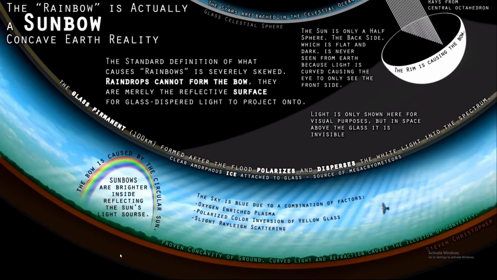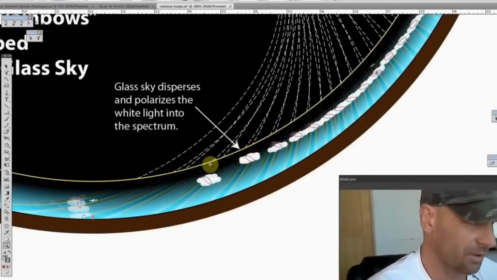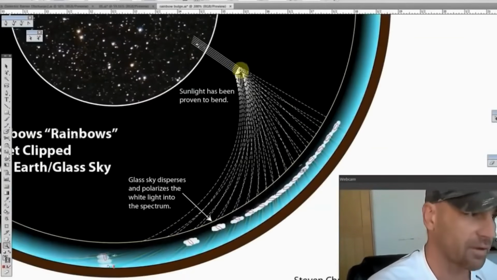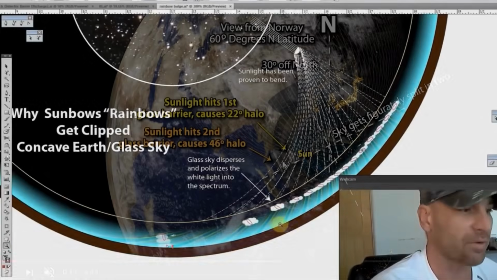The existence of glass above the ground is proved easily and simply. Light is scattered passing through the glass and then projected onto the reflecting water droplets. A drop of water does not create a rainbow, but merely a reflective canvas for light that has already been scattered by the glass.